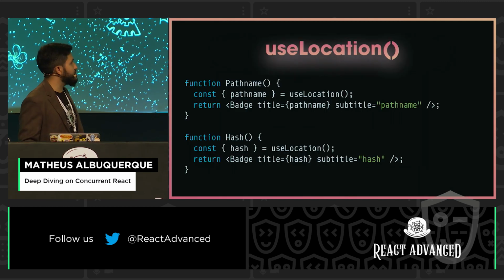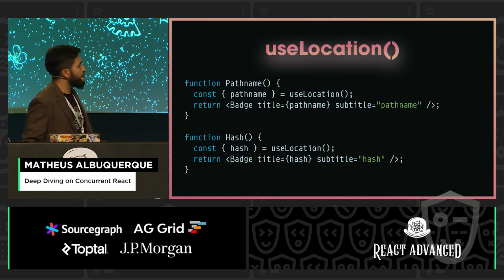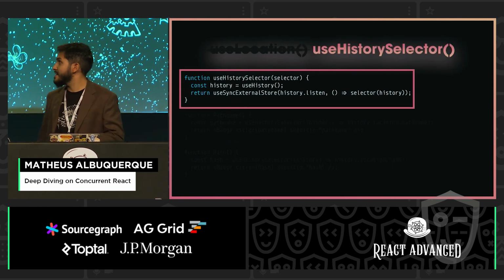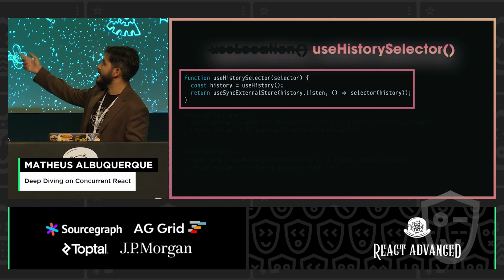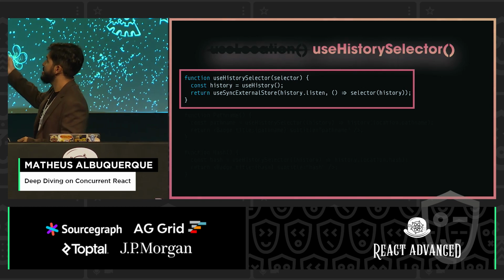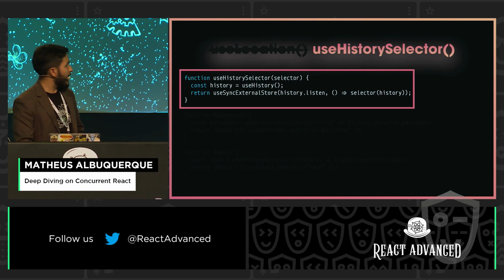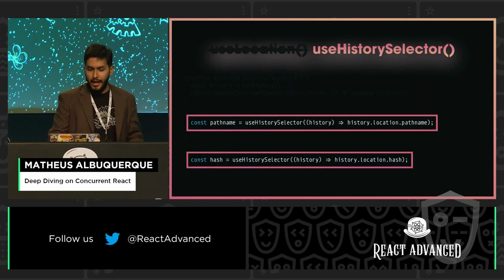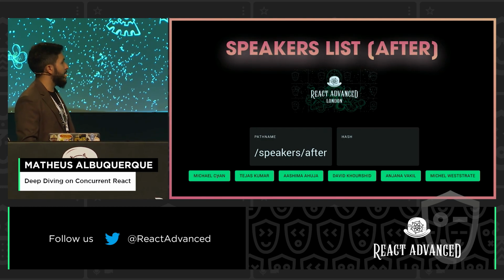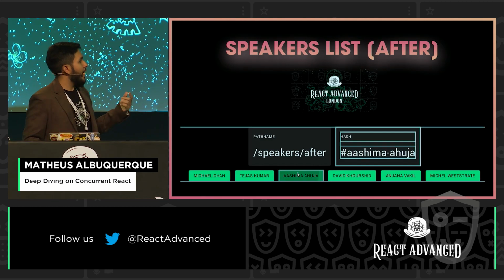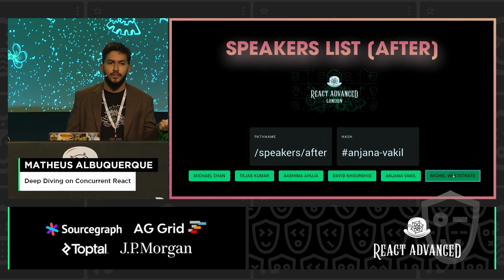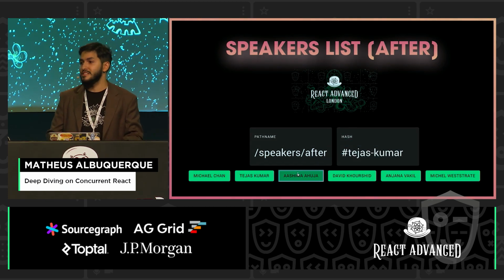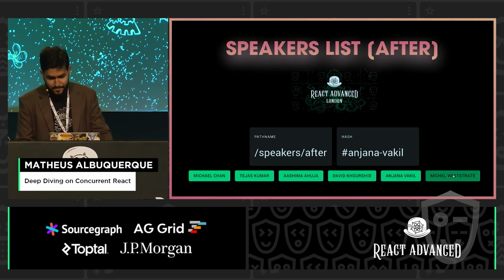So how could we change that? We could go back to our original example and replace it with a new hook called useHistorySelector. I created useHistorySelector using useHistory plus useSyncExternalStore. And now I can create selectors for pathname and hash. And the result is that as I click now, hash is the only component to re-render. So I saved some re-renders. And this was a really simple example, but in a huge scale app, this saves us a lot.